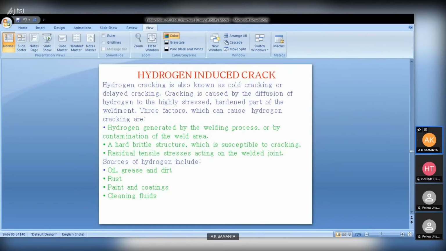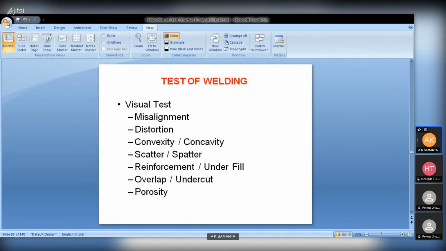Now, hydrogen induced crack I have already told in detail. To avoid it, we simply have to select a low hydrogen electrode. You know, in SMAW, whatever electrodes are there, another terminology you might have heard is the low hydrogen electrode. The low hydrogen electrode is comparatively costlier, but it will not let hydrogen go into the weld pool. So sometimes, especially when the weather is humid, the low hydrogen electrode will be adopted for the welding.